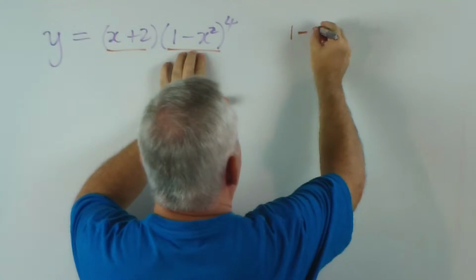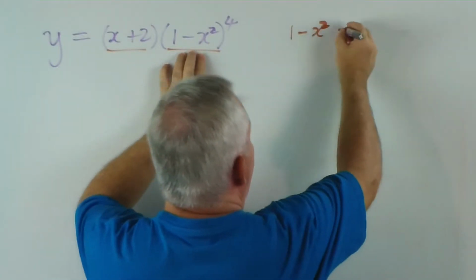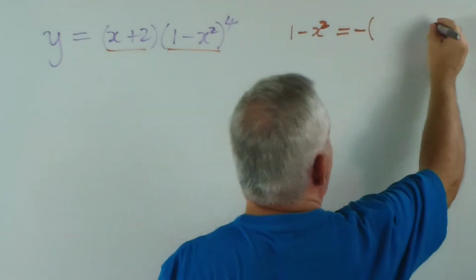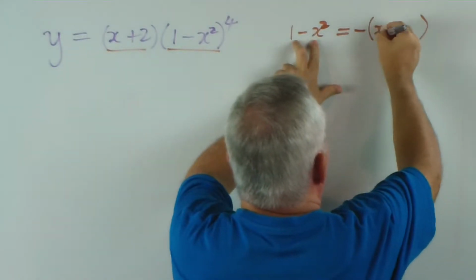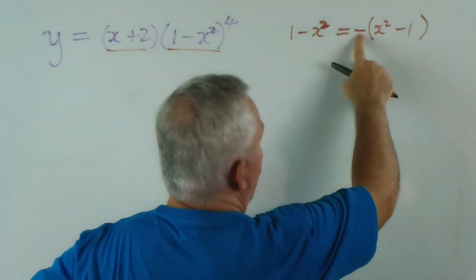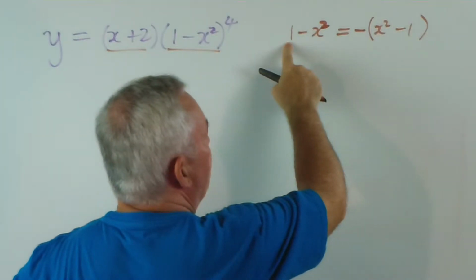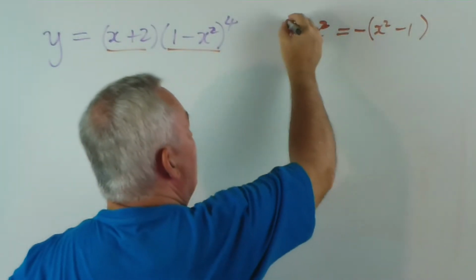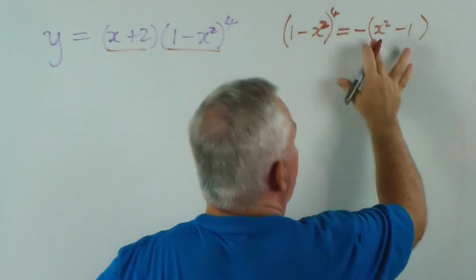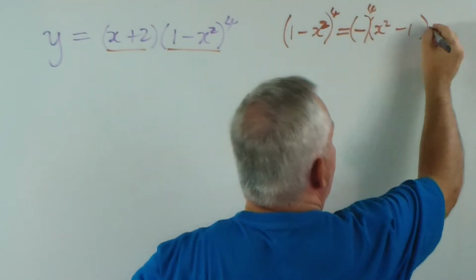If you have 1 minus x squared, and you remove negative 1, or a minus sign if you like, from the expression and reverse it, x squared minus 1, they're equivalent statements. You can see that minus x squared is minus x squared, and minus negative 1 is plus 1. They're the same thing. So if I raise this side to the power 4, then I've got to raise this side to the power 4, which means I raise the negative sign to the power 4, and I raise this to the power 4.